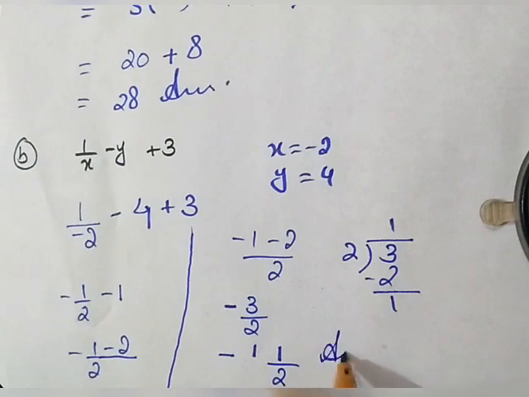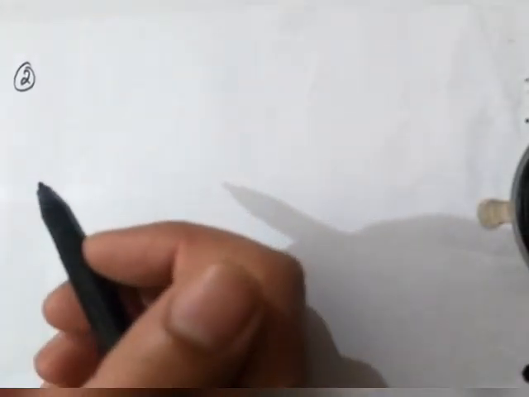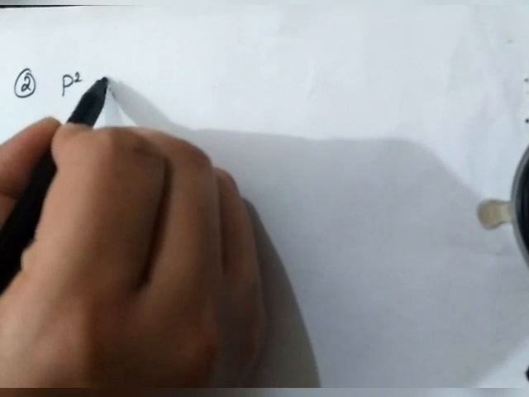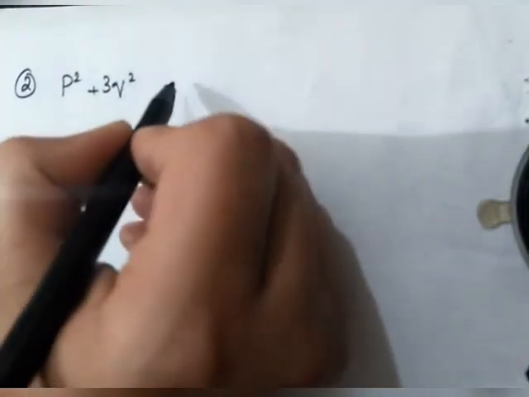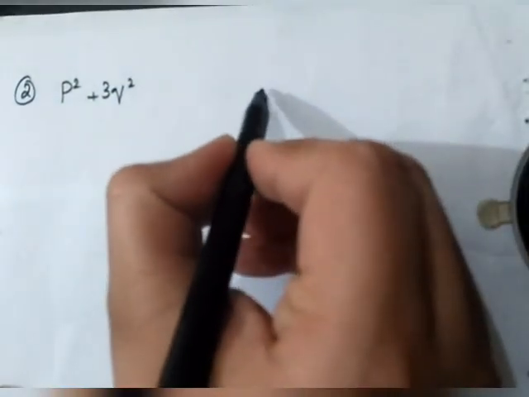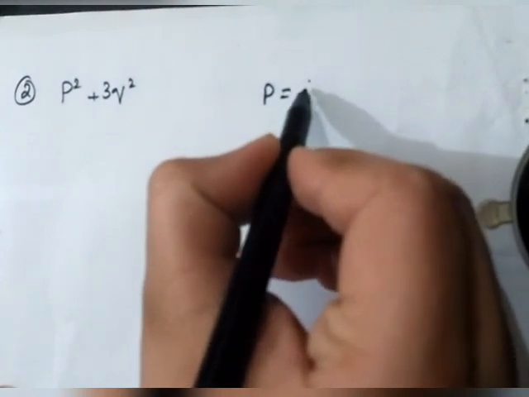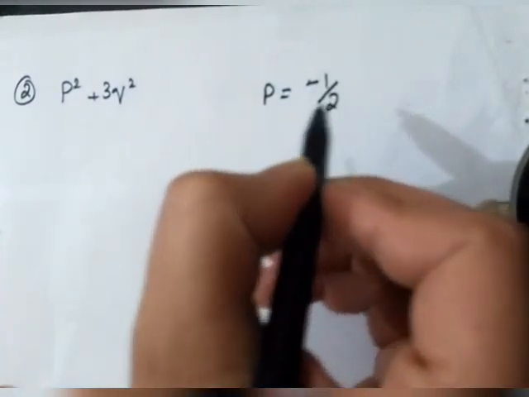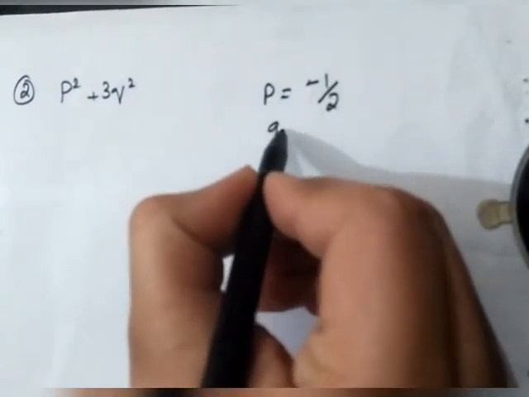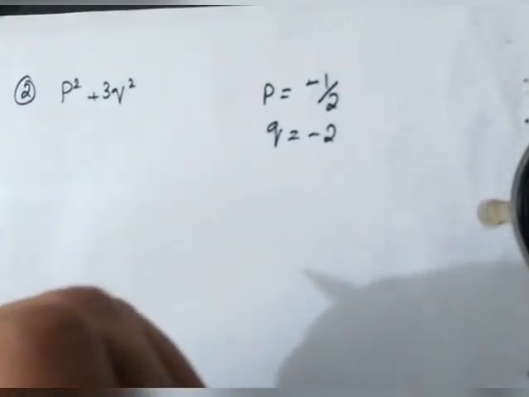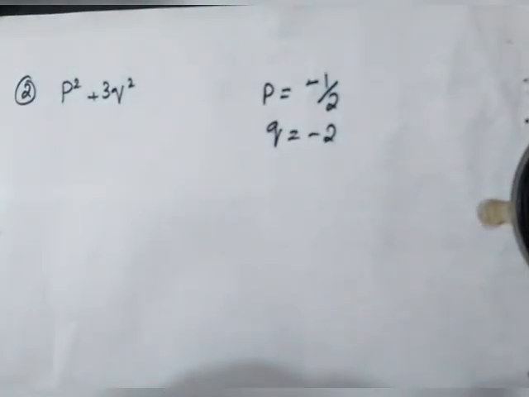So it is the answer of part B. Now we have question 2 of practice now 1. Find the value of p square plus 3q square when p is equal to minus 1 by 2 and q is equal to minus 2. Minus 1 by 2 and minus 2, yes.